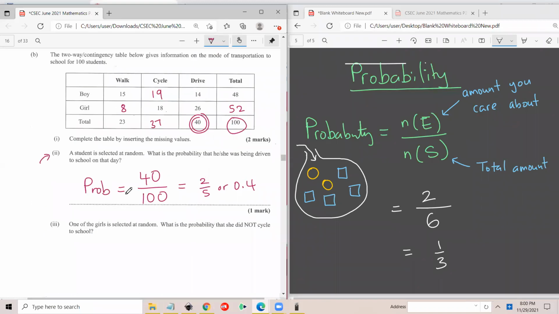So see if you can do part 3 now. Read it carefully. One of the girls was selected. What is the probability that she did not cycle to school?